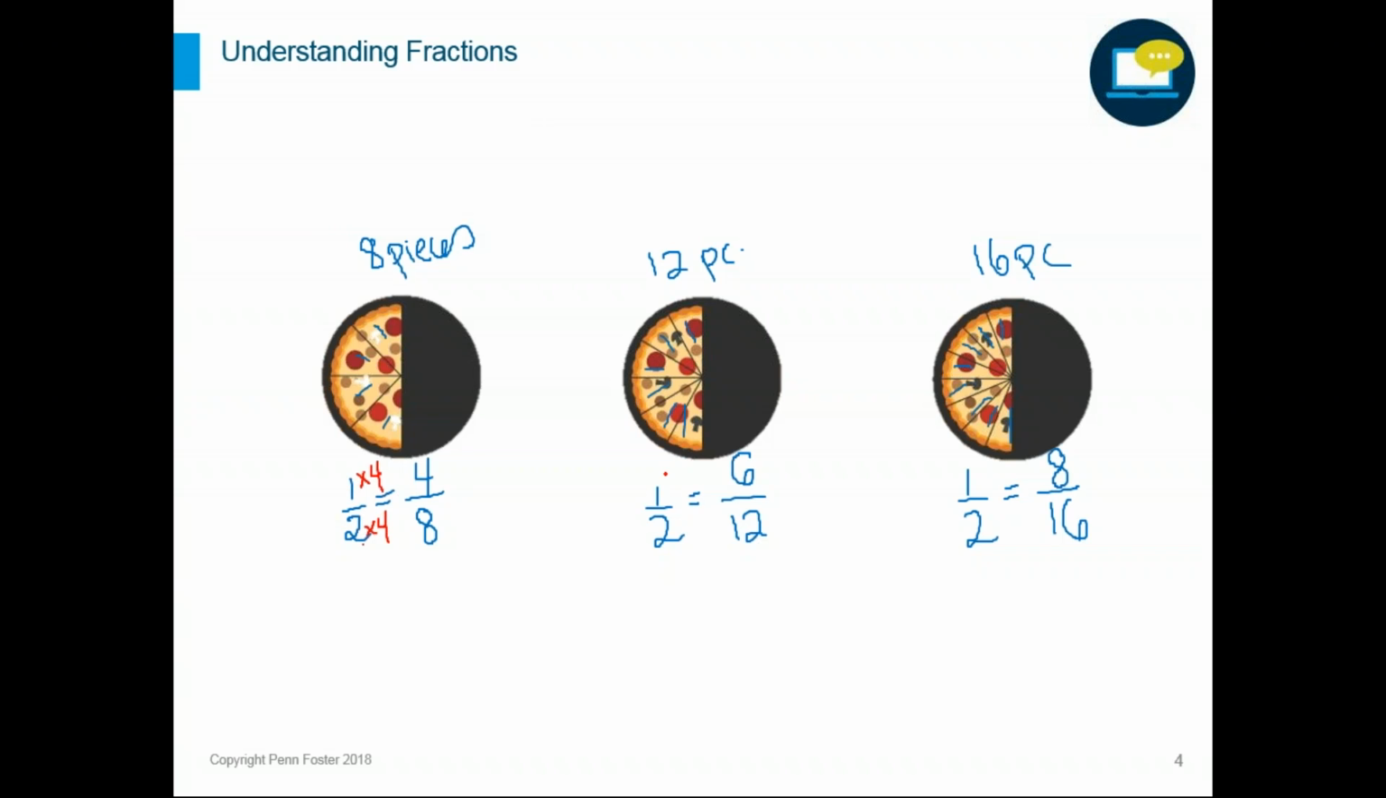And the same thing, how did I go from half to 6 over 12? I multiplied times 6 and times 6. 1 times 6 on the top is 6, 2 times 6 is 12. In the same manner with the last fraction, I used the same factor, which in this case is 8. And this is how we find equal fractions to a given fraction.